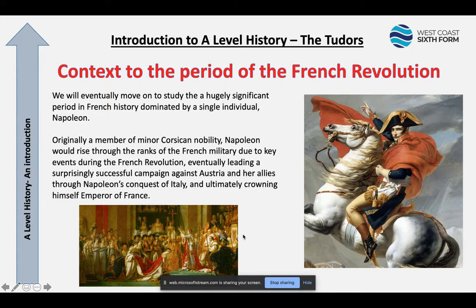Eventually, we're going to move on to that hugely significant individual and significant period of time, which was dominated by Napoleon. Napoleon was originally a member of a minor Corsican nobility, and he would eventually rise through the ranks of the French military due to key events of the French Revolution, which led to his surprisingly successful conquest of Italy against Austria and Austria's allies, when many put him there to fail almost, or at least not achieve much. And eventually, as you can see in that bottom picture, he crowned himself Emperor of France while the Pope watched on.